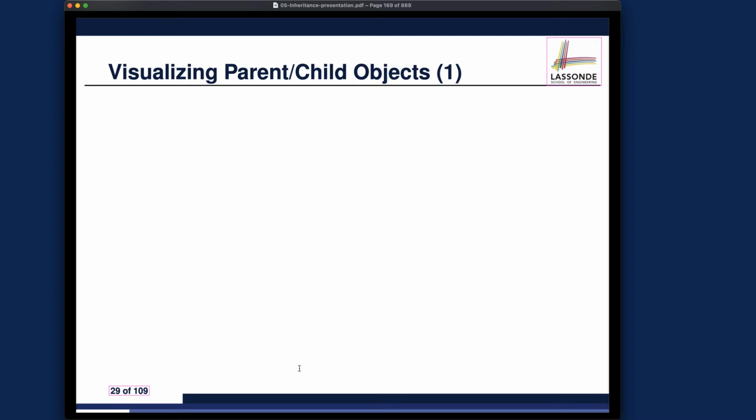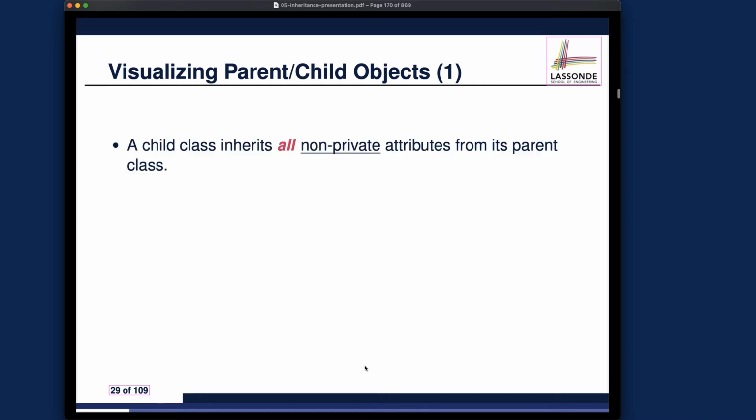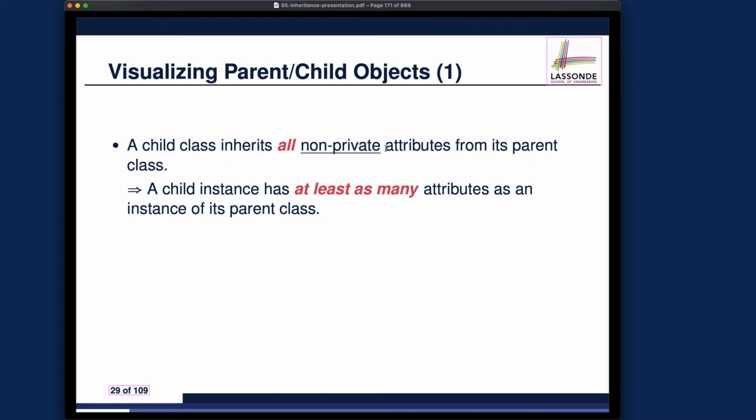Okay, let's see how we can visualize the objects of parents and also the child classes. Okay, it's important, but it's actually very intuitive. A child class inherits all the non-private attributes from its parent classes, meaning that as long as the attributes are either public, which we don't normally do, or it has no modifier, meaning package level visibility, or protected, they will be inherited. So that means a child instance has at least as many attributes as an instance of its parent class.